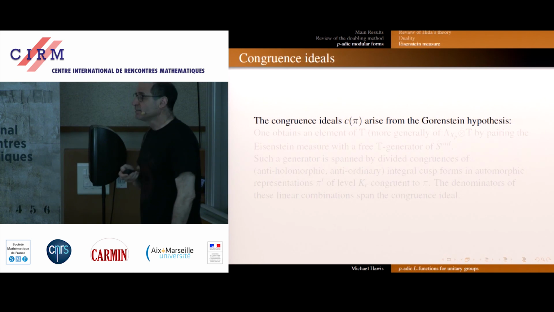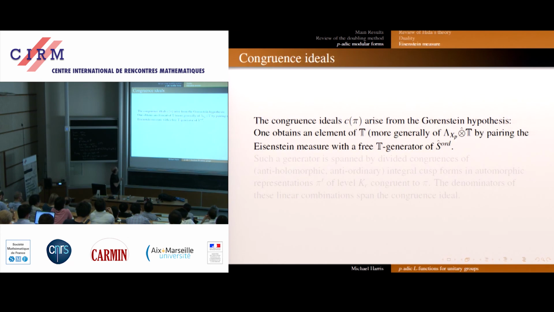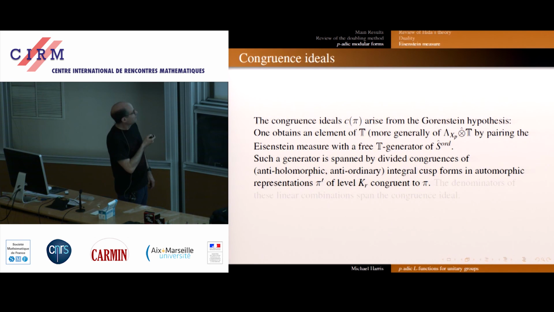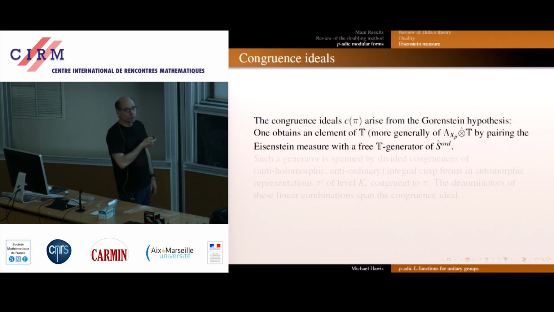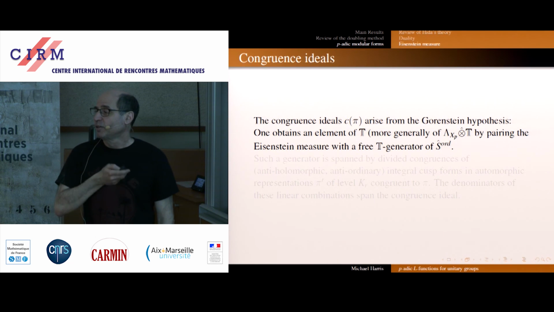Finally, the congruence ideal. Now, to get the actual C of pi to come out, it comes out of the Gorenstein hypothesis. There was what I think is a very instructive chapter, although probably the experts knew this but were too clever to write it down. You get an actual element of T, or more generally, T tensored with the Iwasawa algebra, by pairing the Eisenstein measure with a free T generator of this module. Well, that's just the way it works out.